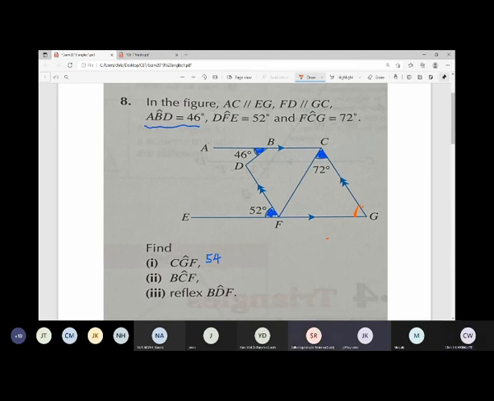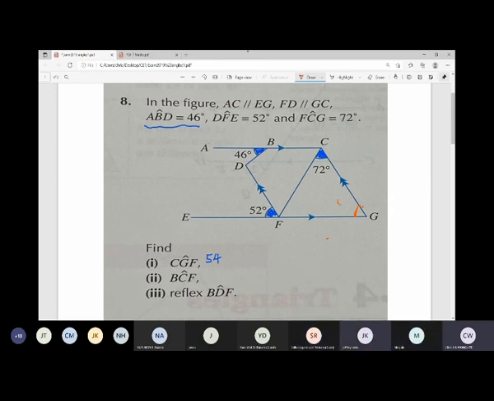How do I find CFG? You tell me. Okay, I know already, it's 180 degrees. And Mr. Wong, the G is 56 degrees and F is 52. Yeah, it adds up to 180 degrees. Wait, G is what?